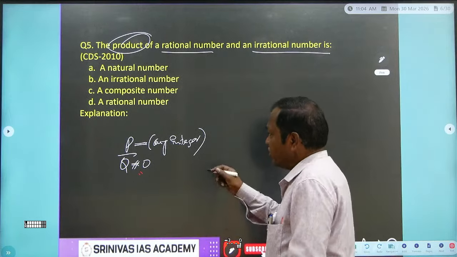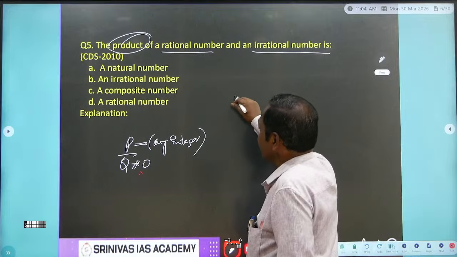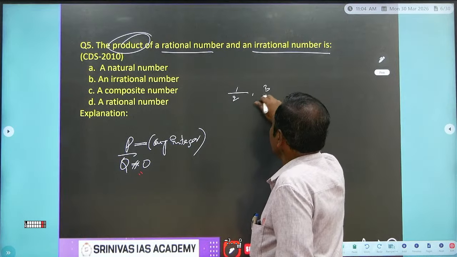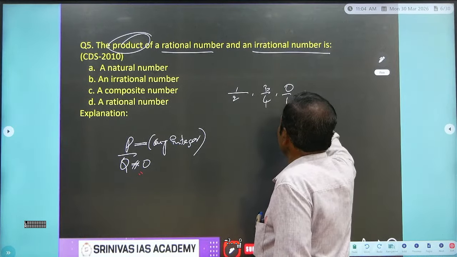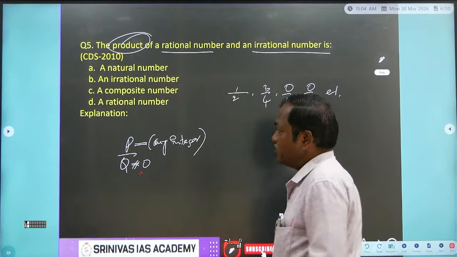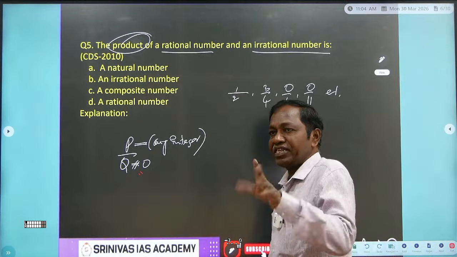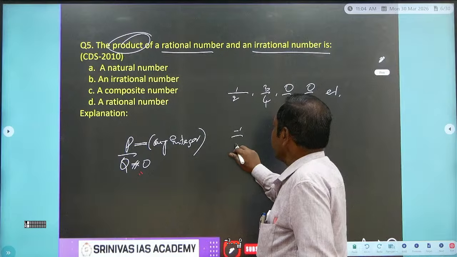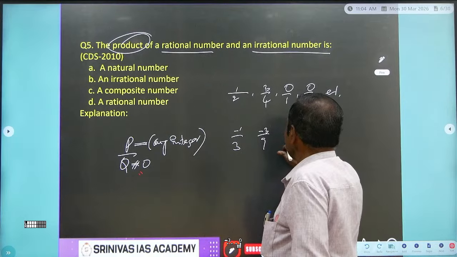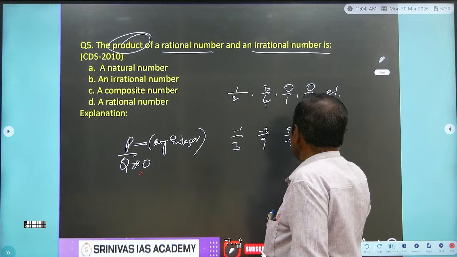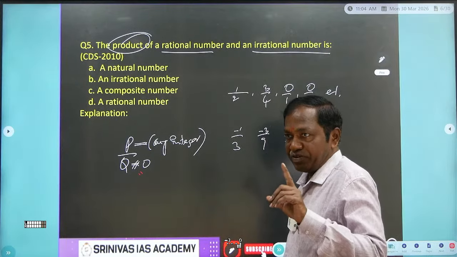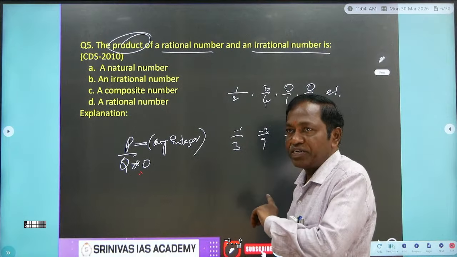Now we can see examples. If we take 1 by 2, 3 by 4, even 0 by 1 is also possible. So p can be written even as 0. Any minus values, even minus 1 by 3, minus 3 by 9, even 9 by minus 3, 7 by minus 4 is also possible. Anything is possible. p is any integer. Keep it in your mind. This is notes, you have to make the point for this.